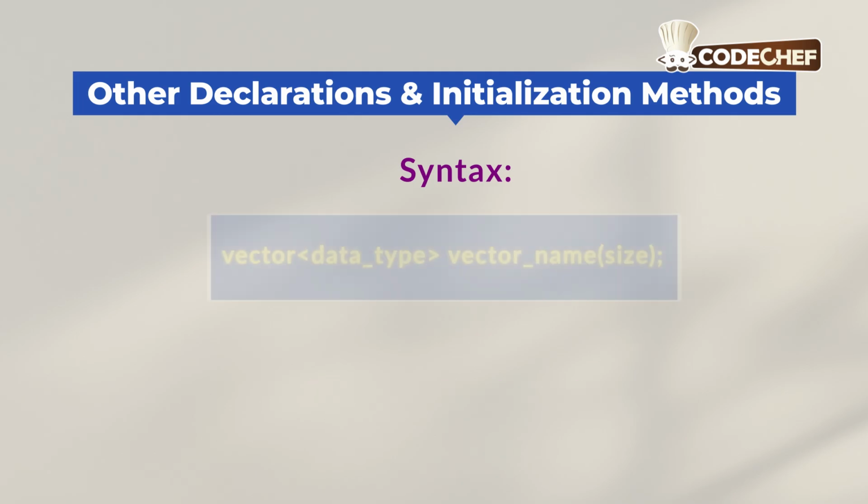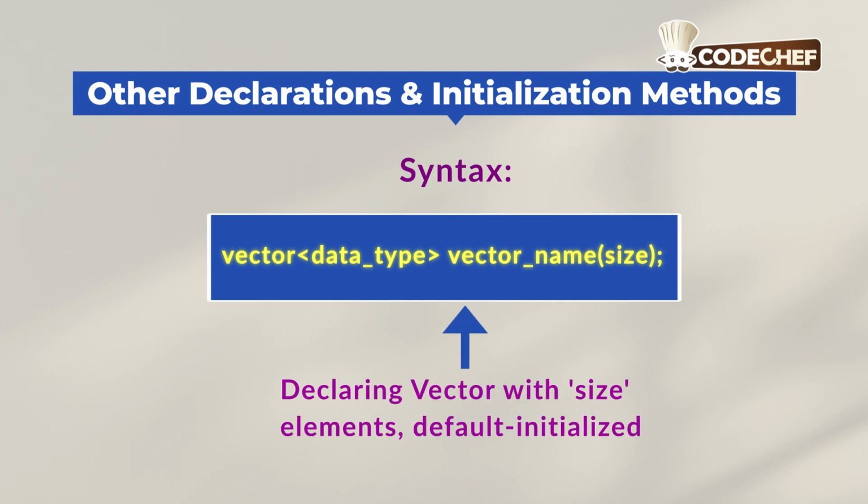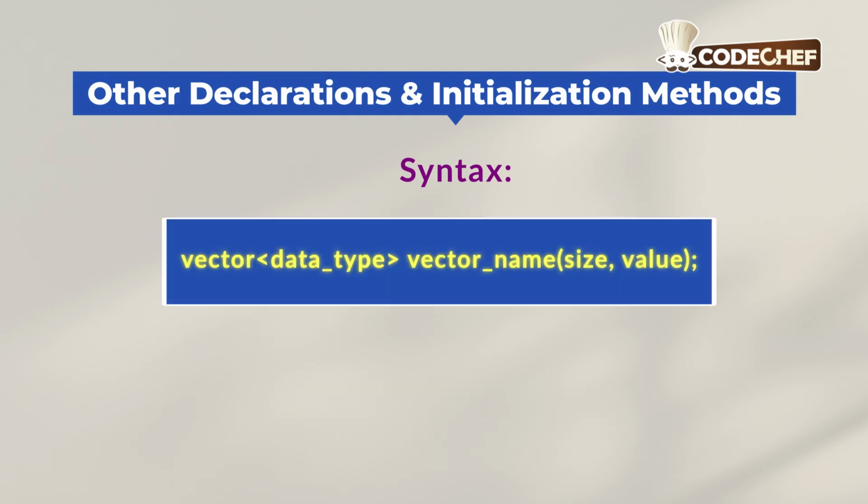Then if we write vector, then angular brace data type, then vector name, and then in brackets we are writing size and semicolon. So this is declaring a vector with size elements. That means the total number of elements in this vector will be the value that we are putting in place of size, and it is a default initialized argument. Next is vector in angular braces data type, then vector name. In brackets we have written size comma value, bracket close and semicolon.